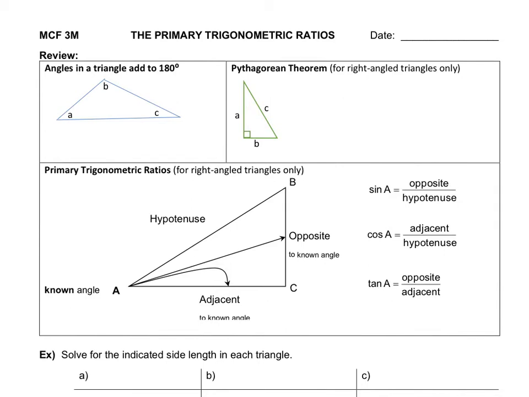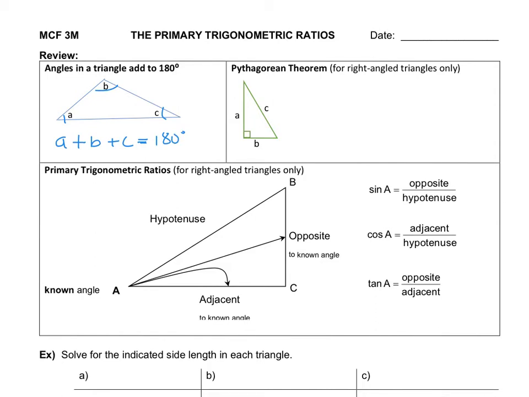Quick review here: angles in a triangle have to add to 180 degrees. That means angle A plus angle B plus angle C equals 180. That's an important thing to remember about triangles because we can use that to help us solve a triangle or find missing pieces of information in that triangle.